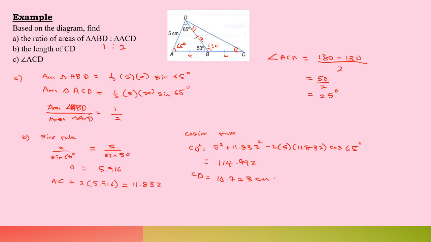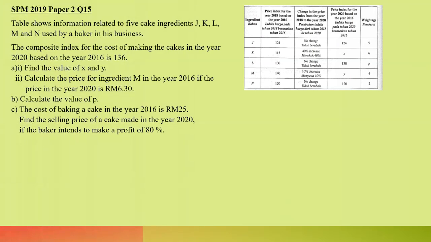So if your information is clear, you know where the lengths are the same, it's easier to solve. Okay, that is on solution of triangle. Now let's look at index numbers. This is a question from last year. It's quite a lengthy question, but the concept is simple.